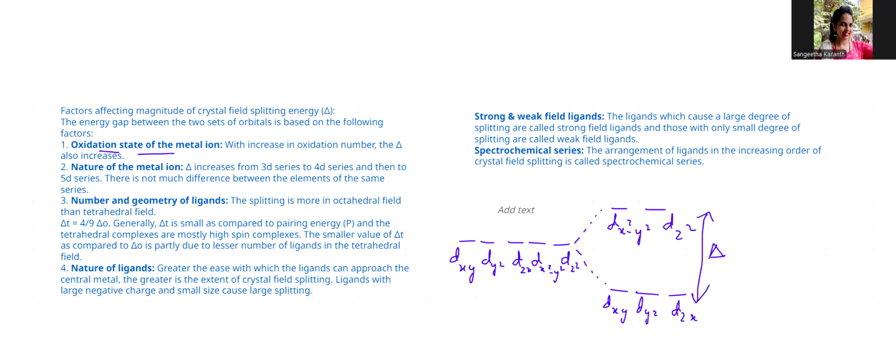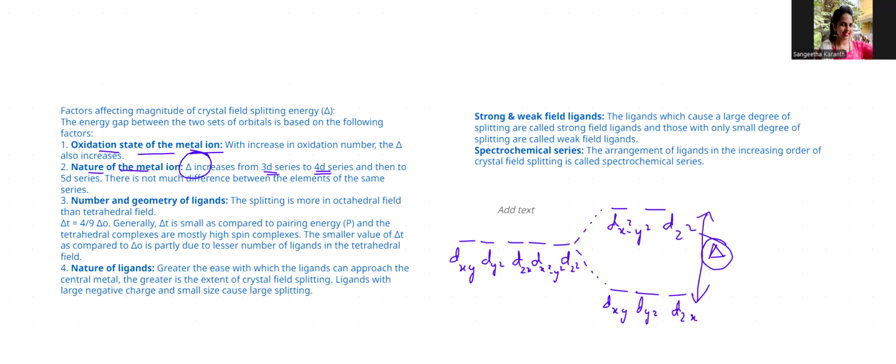First one is the oxidation state of the metal ion. The higher the oxidation state, say +2 versus +3, when the metal ion has a +3 charge, the magnitude of delta is higher. Next is the nature of the metal ion. When you compare a metal in the 3d series with a metal in the 4d series, delta increases from 3d to 4d series. So the complex with the metal from the 4d series will have a higher delta value.